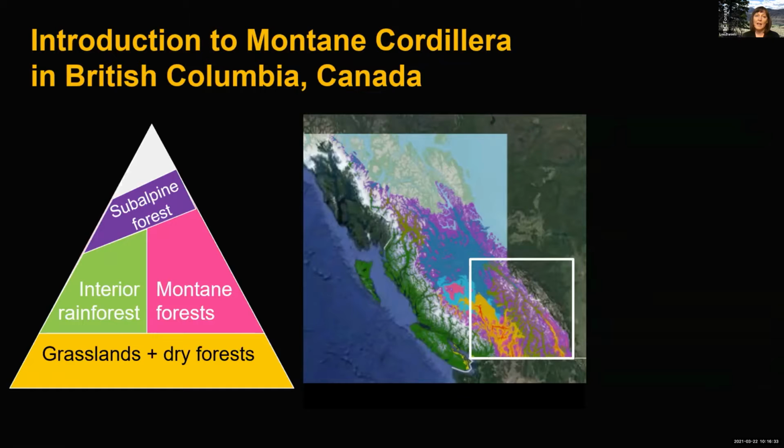As we move higher in elevation, we transition into our montane zone of forests, and in the wetter climates and on the windward side of our mountain ranges, we get interior rainforest. In the drier climates and on the lee side of mountains, we have montane forests. And then up above, both types of mid-elevation forests are subalpine forests, fairly ubiquitous across this area.